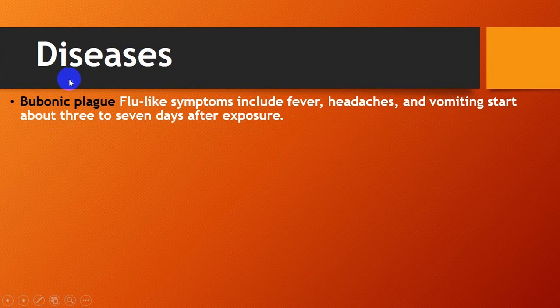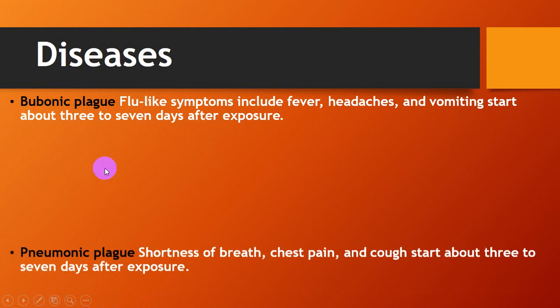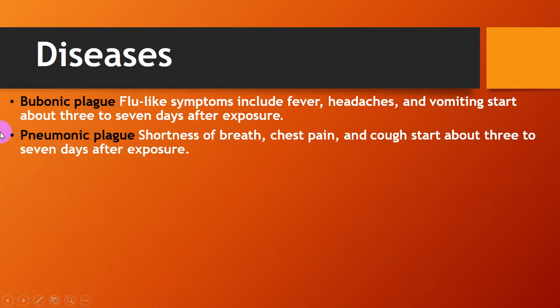The second disease it will cause is the pneumonic plague. In pneumonic plague, the patient will show shortness of breath, chest pain, and cough, and it will also start 3 to 7 days after the exposure. So two types of plague occur in this bacterial infection: bubonic plague and pneumonic plague.